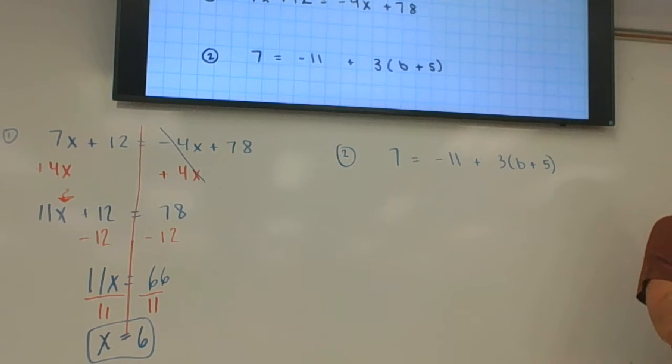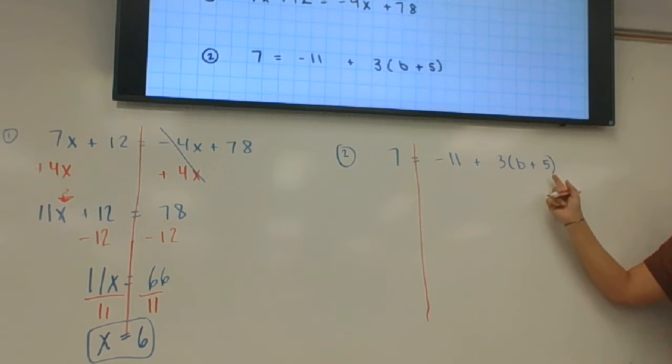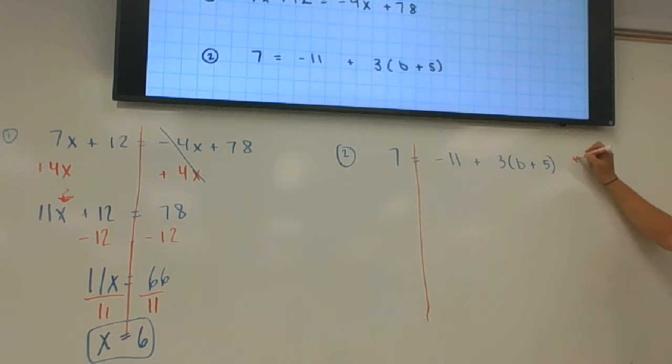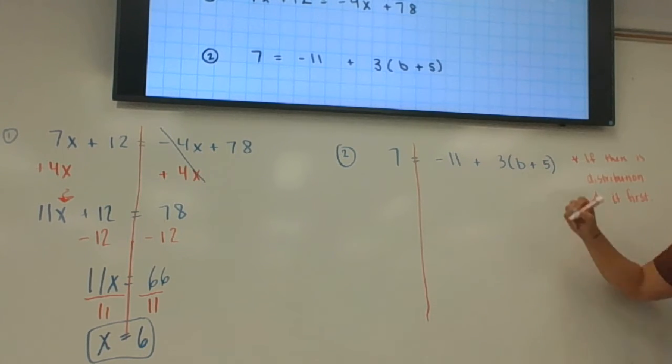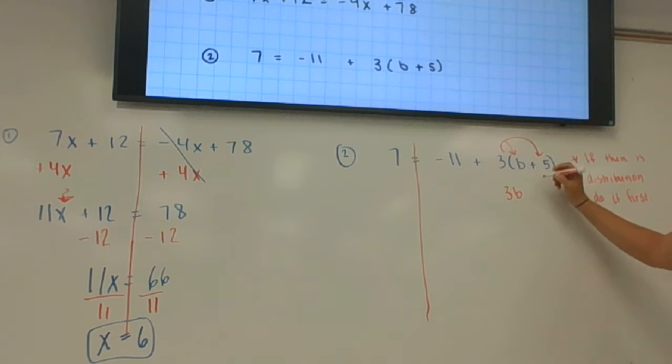So, what's my first move here? Aiden. Yeah, so if there are parentheses, and those parentheses indicate distribution, get that distribution done first. Typically, if there is distribution, you're going to do it first. Do that distribution before I add 11. I'm going to distribute. So I do 3 times b, 3b, and 3 times 5 is 15.